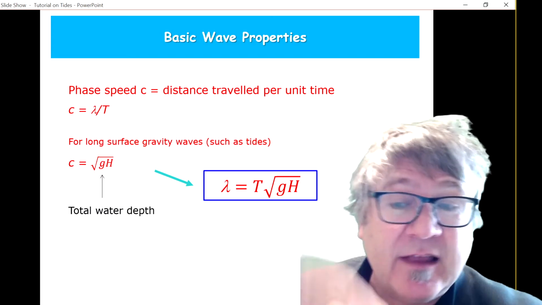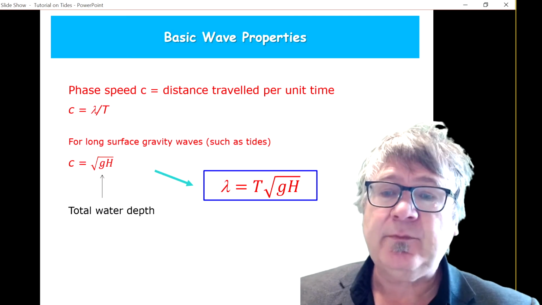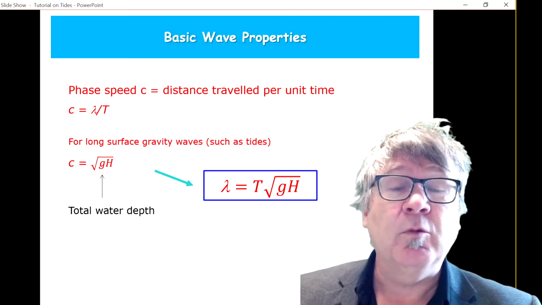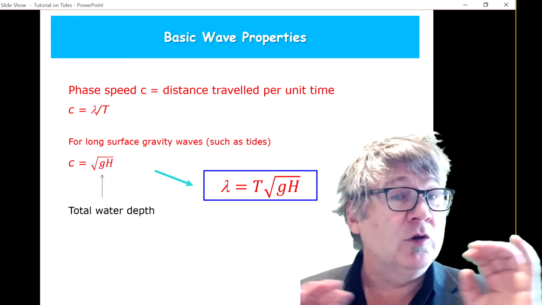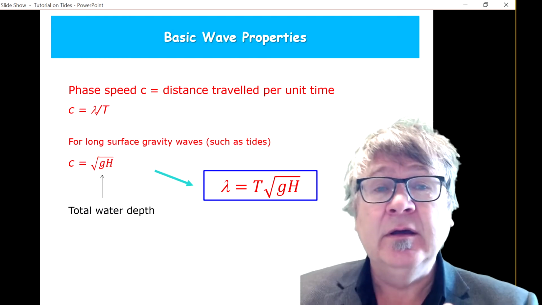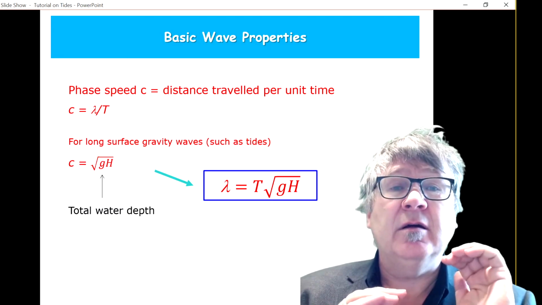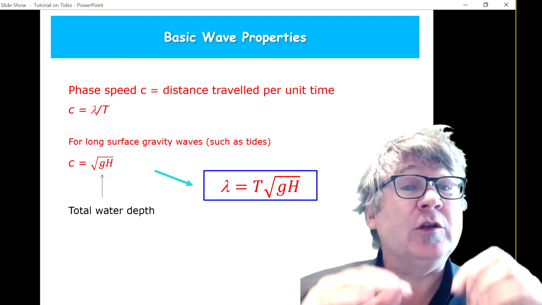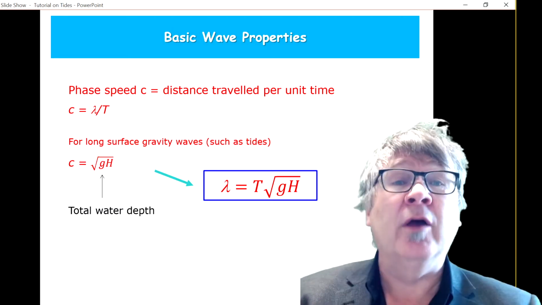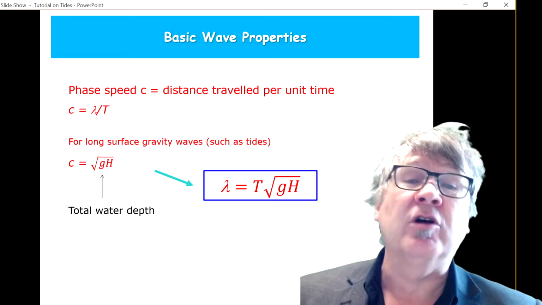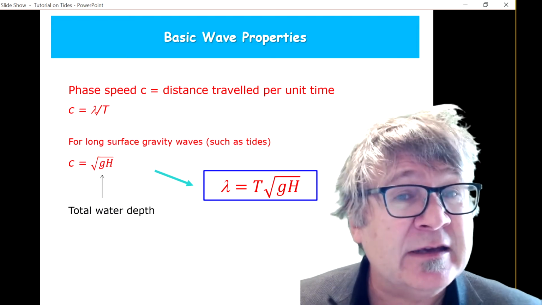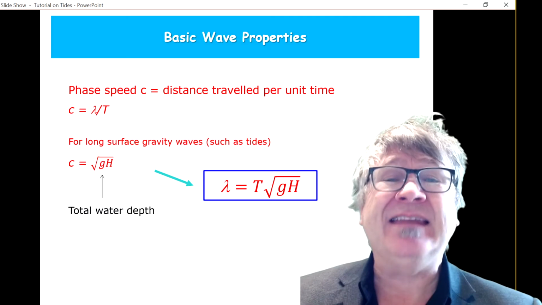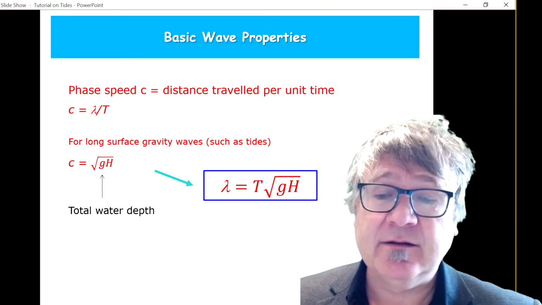And this wave behaves like this one here: c equals square root of g times h. Wow. So if you know the water depth, you can work out the phase speed. The phase speed only depends on the water depth. g is a constant, the acceleration due to gravity. It's 9.81 meters per square second.